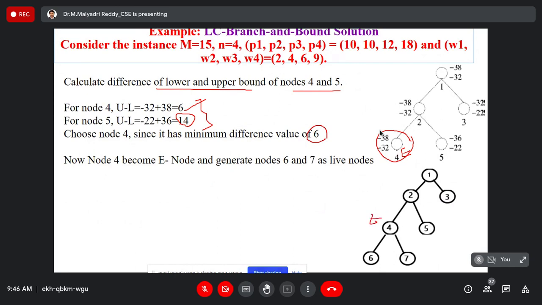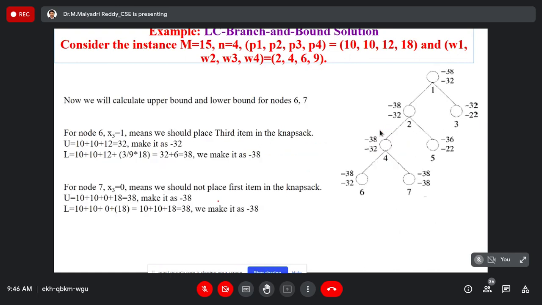Whenever an E node is identified, the corresponding children will be generated from the E node. So now 6 and 7 become the live nodes, which are derived from the fourth node. So the x2 level is completed. That is, x1 is completed, x2 is completed. So next I have to calculate the boundaries for 6 and 7, which are live nodes. That is, now we have to calculate the upper and lower boundaries of 6 and 7.